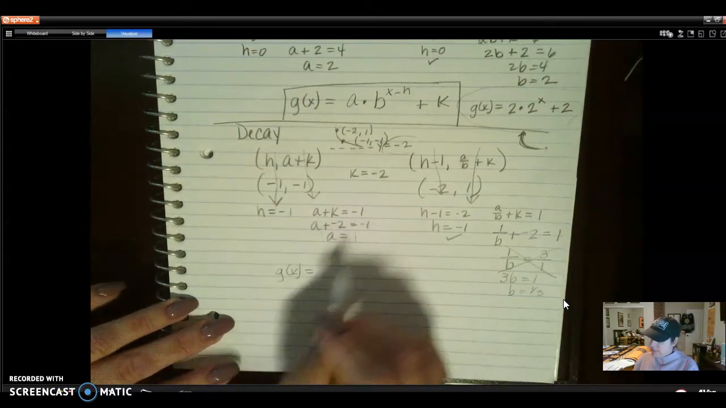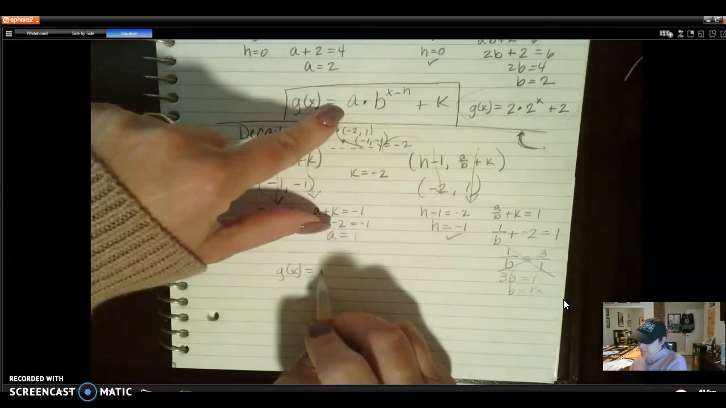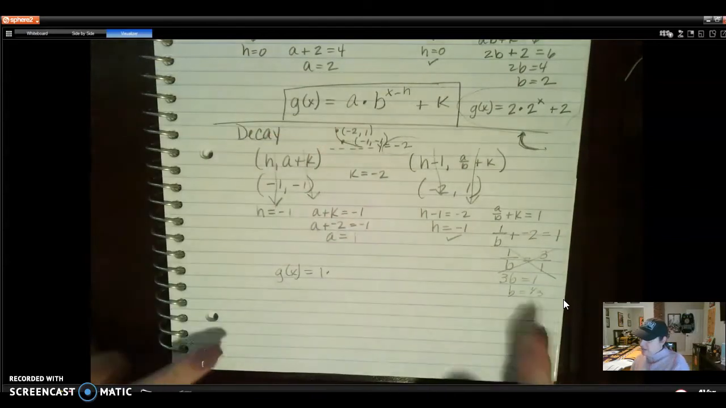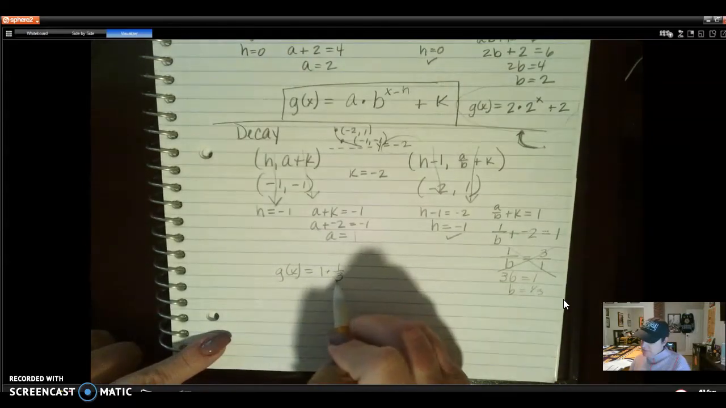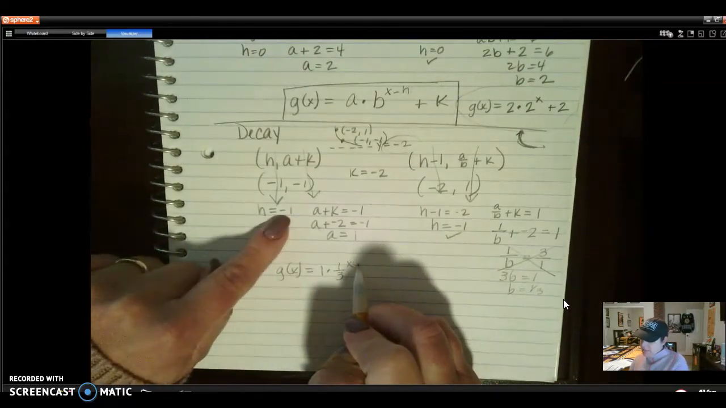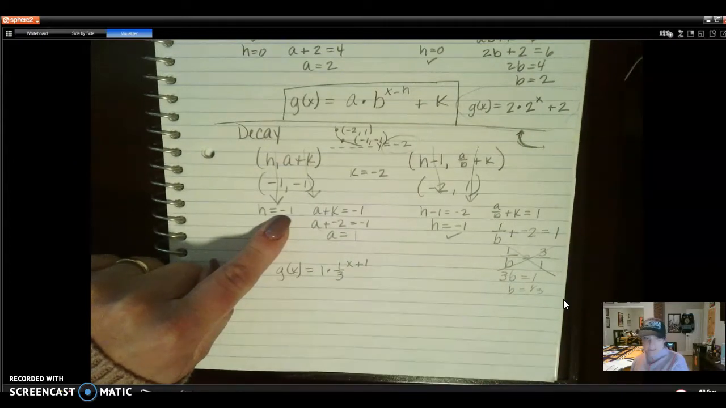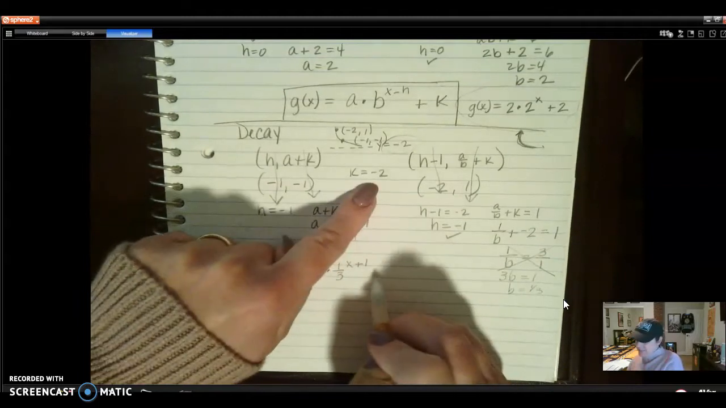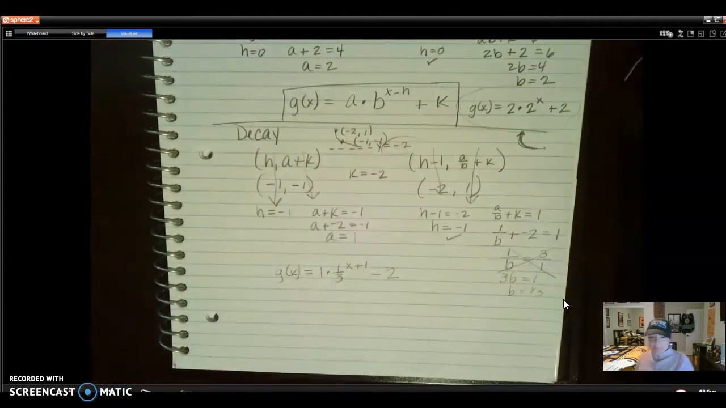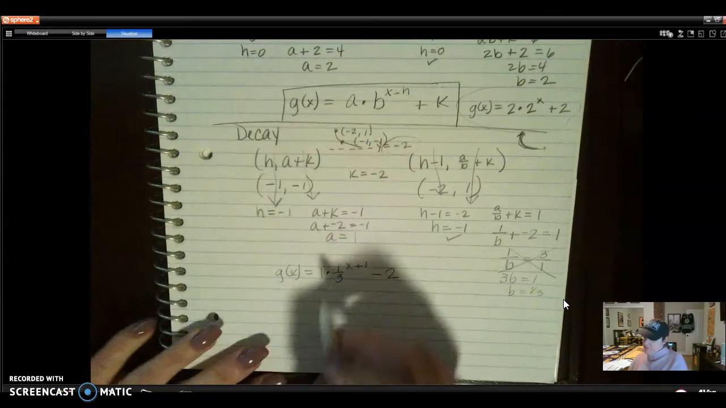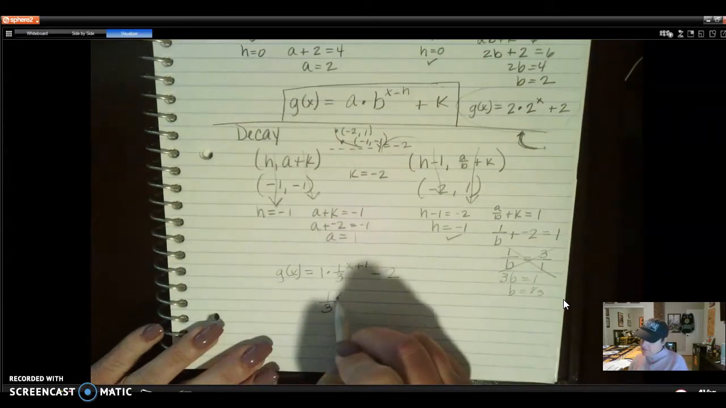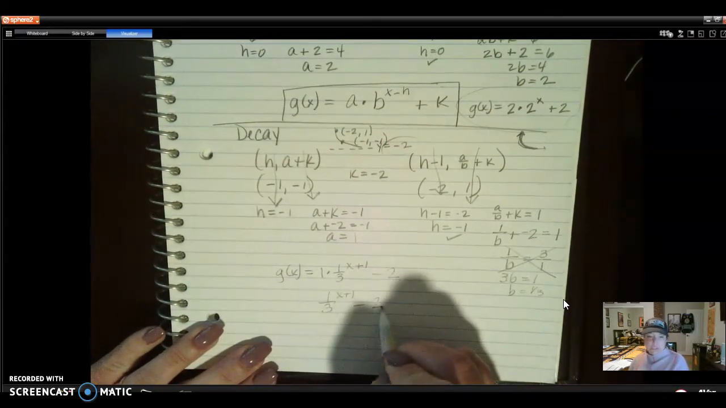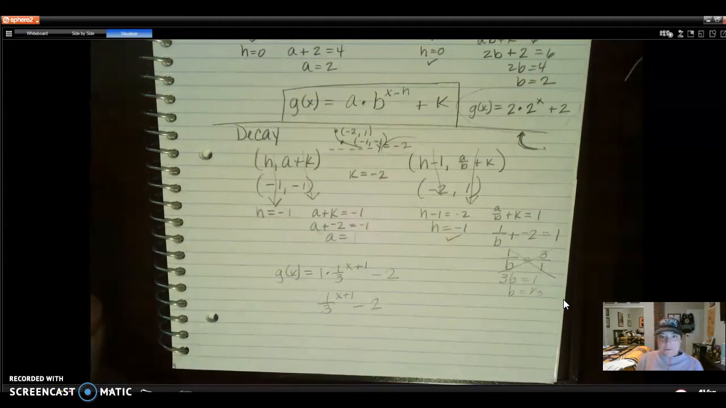Your function is going to be a, which we found to be 1, times b, which is 1/3, to the x minus 1, which becomes plus 1, right? Minus a negative 1. And then plus k, so minus 2. And for this one, you can get rid of that 1. And so 1/3 to the x plus 1 minus 2 works out pretty well.